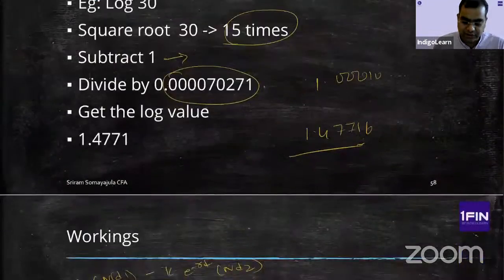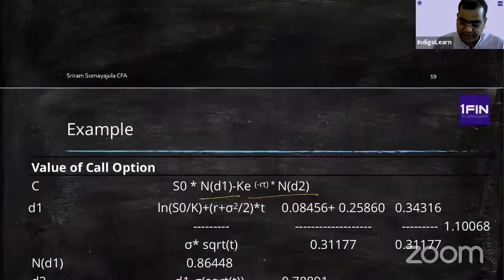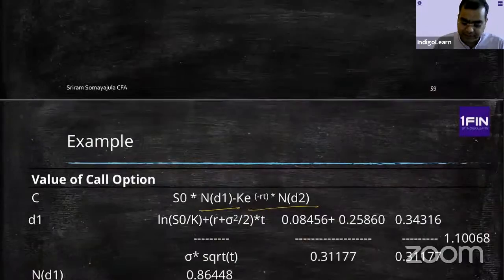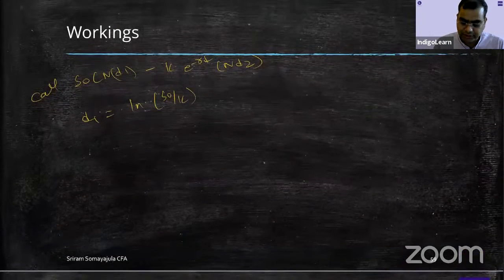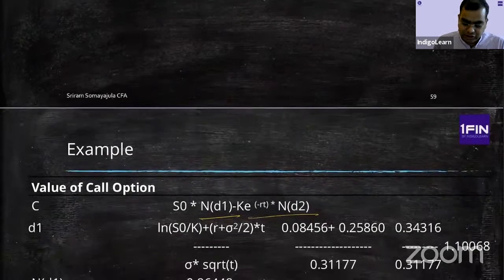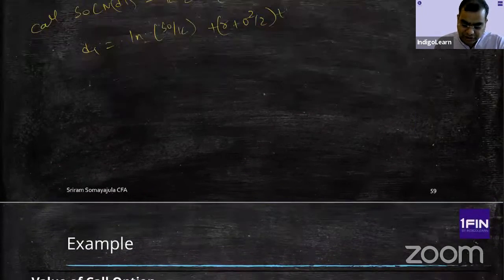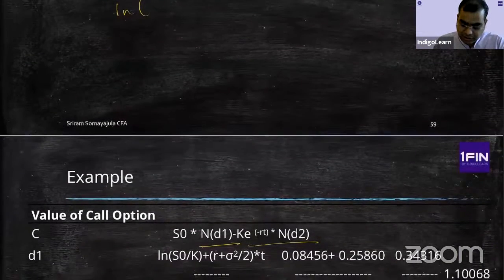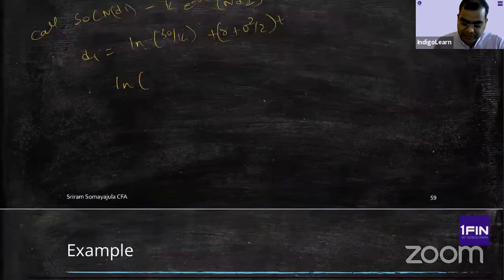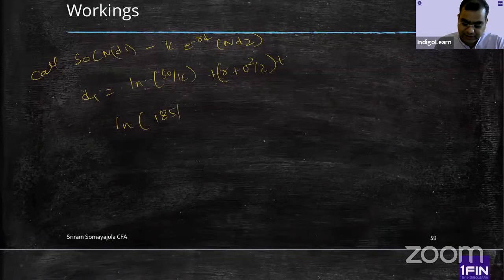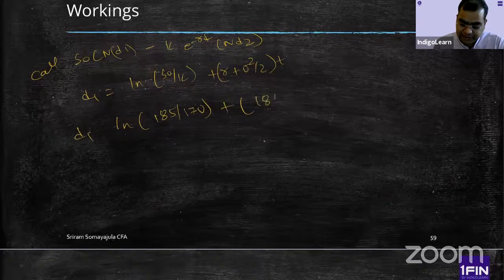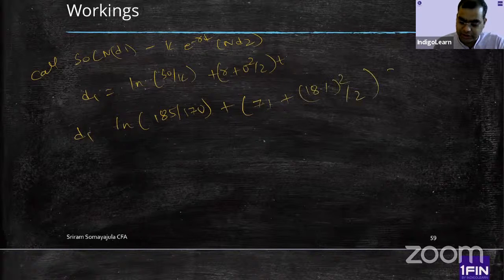D1 is equal to natural log of S0 by K plus R plus sigma square by 2, whole thing into T. If you do this, we will get the natural logarithm of S0 by K. S0 is 185, so 185 by 170. Then plus R plus sigma square. What is R? Sorry, R is not 18%. R is 7%, the interest rate. 7% plus sigma, which is 18%, whole square by 2, whole thing into 3.